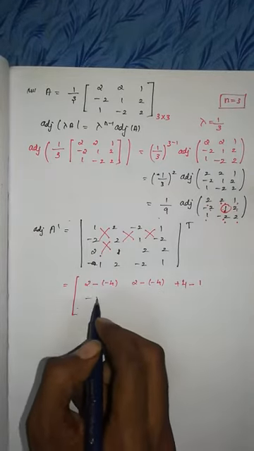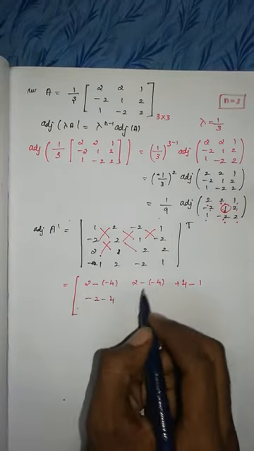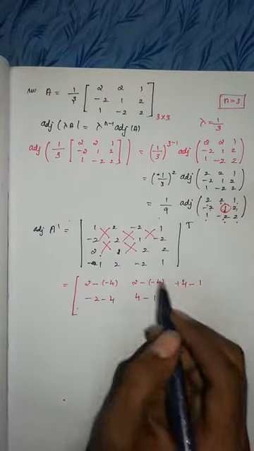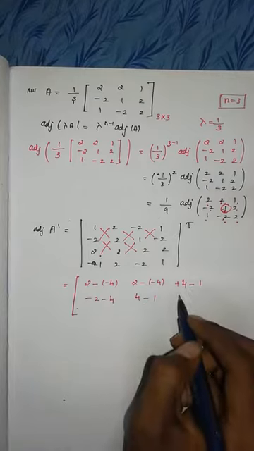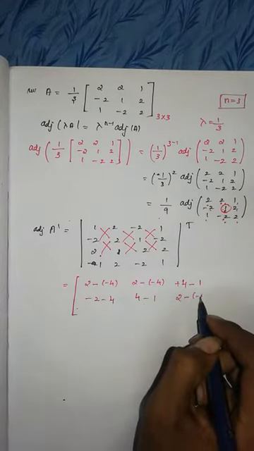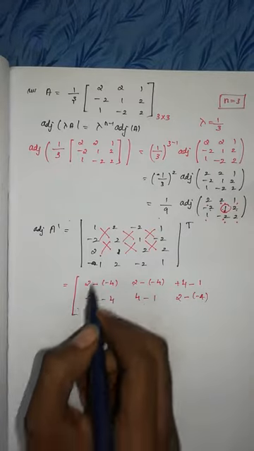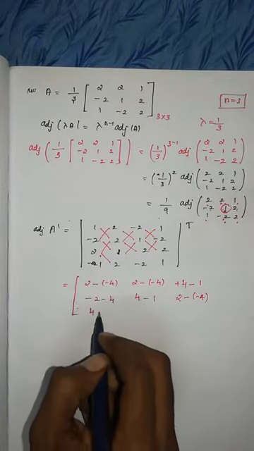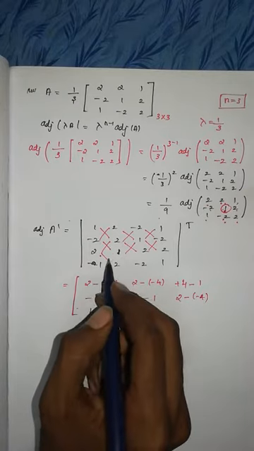So minus 2 minus 4. So 2 2s are 4. Minus 1 into 1 is 1. So here I have 1 into 2 is 2. Minus 2 into minus 2 is minus 4. So 2 into 2 is 4. Minus 1 into 1 is 1.